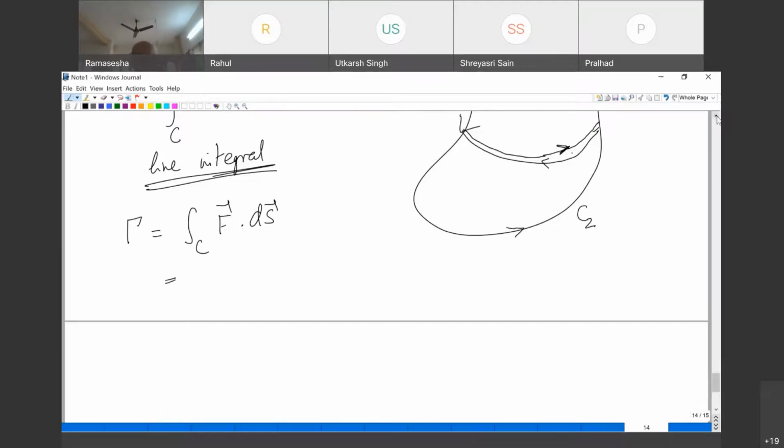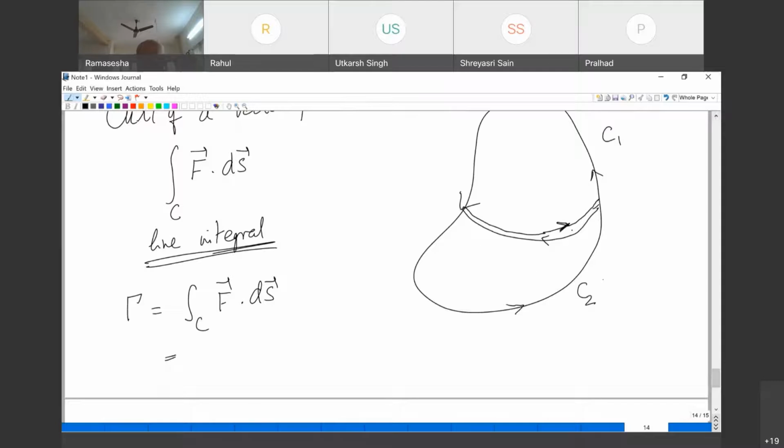On the boundary between the curves C1 and C2, the integration sense is in one direction in the upper one, and in the opposite direction in the lower one. Since the function values at the points are the same, the integral on that will cancel. So I can write it as integral over C1 of F dot ds1 plus integral over C2 of F dot ds2. Any questions?